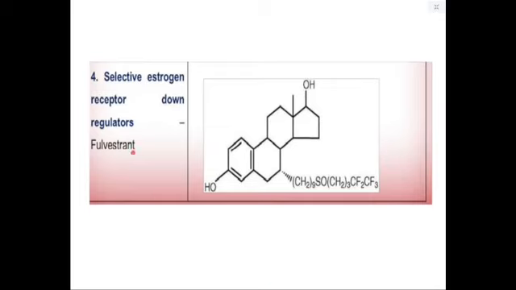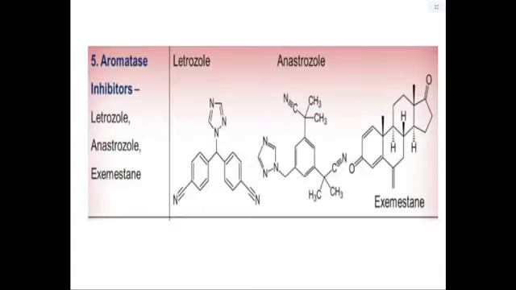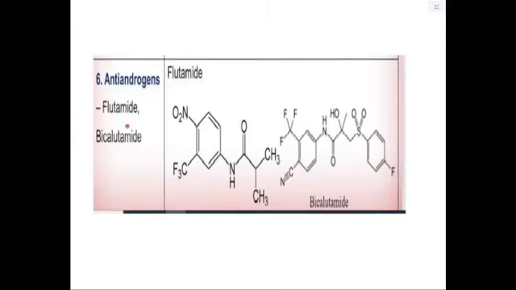Then we are going to look at selective estrogen receptor downregulators, like fulvestrant. Again, that's a steroidal derivative, and of course, you can see it's an estrogen. That is an aromatic ring. Then you have aromatase inhibitors. As I have said, steroidal derivatives are converted into specific estrogen derivatives by the aromatase enzyme, which is responsible for aromatization of ring A. We also have the antiandrogens, and these are synthetic. You have flutamide and you have bicalutamide.